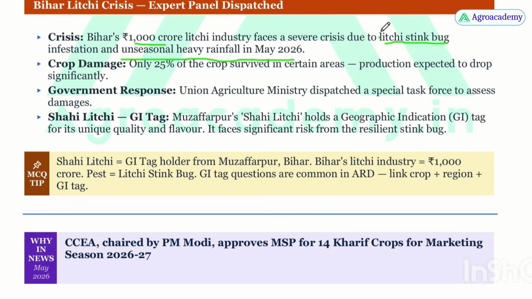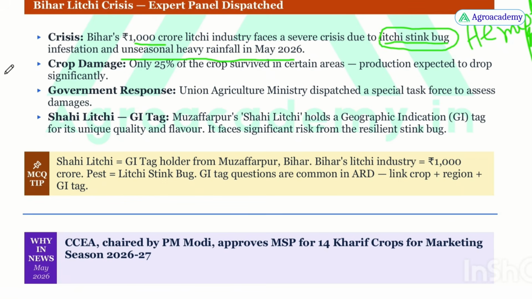As the name lychee sting bug has come up, it automatically becomes important for the exam. So I want everyone to study the etiology, and under etiology the scientific name, family, order and the nature of damage come. So go to Google or ChatGPT, whatever, and study about this insect. The order, since it is a bug, is definitely Hemiptera. It is a hemipteran insect.